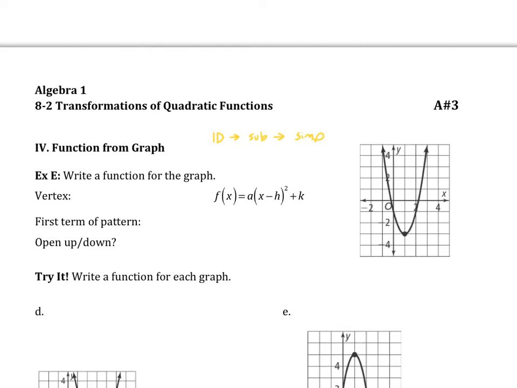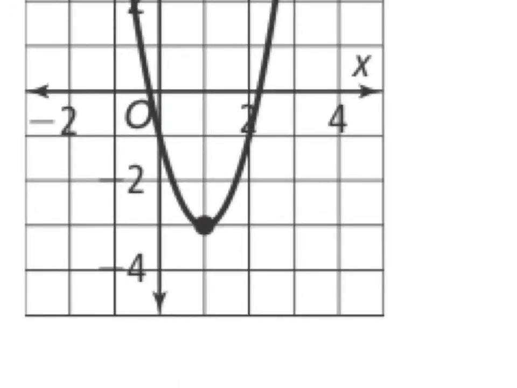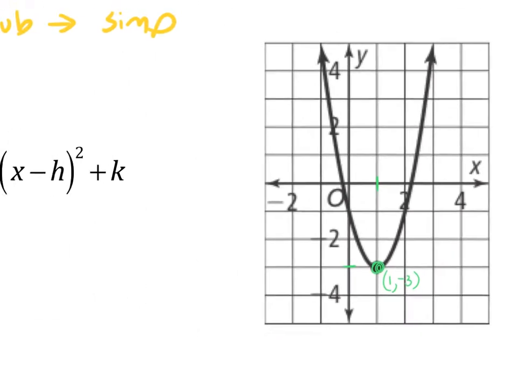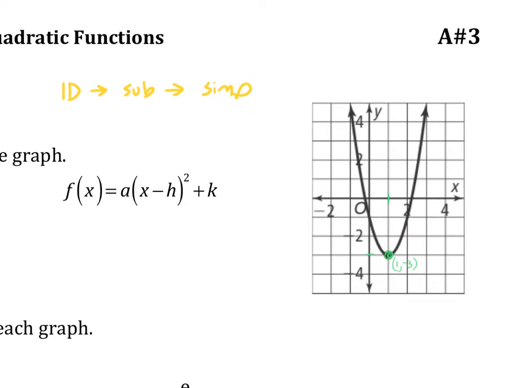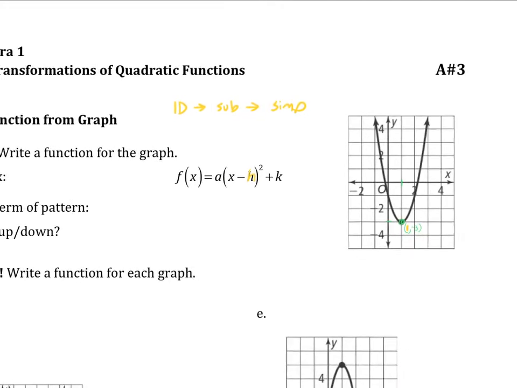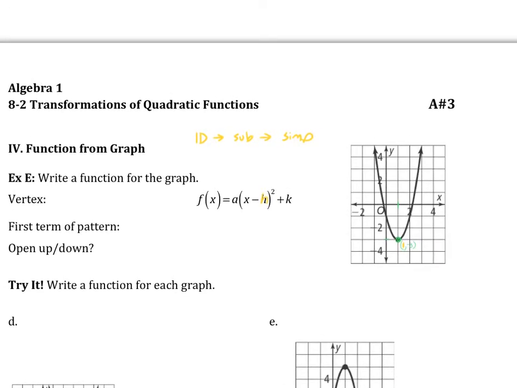So first off here, I look at the vertex. And here's my vertex right there. So we see that's at positive 1 and negative 3. So there's my vertex. So I'm going to put those in their correct places. Remember that the h will go right there, and the k is going to go right here.